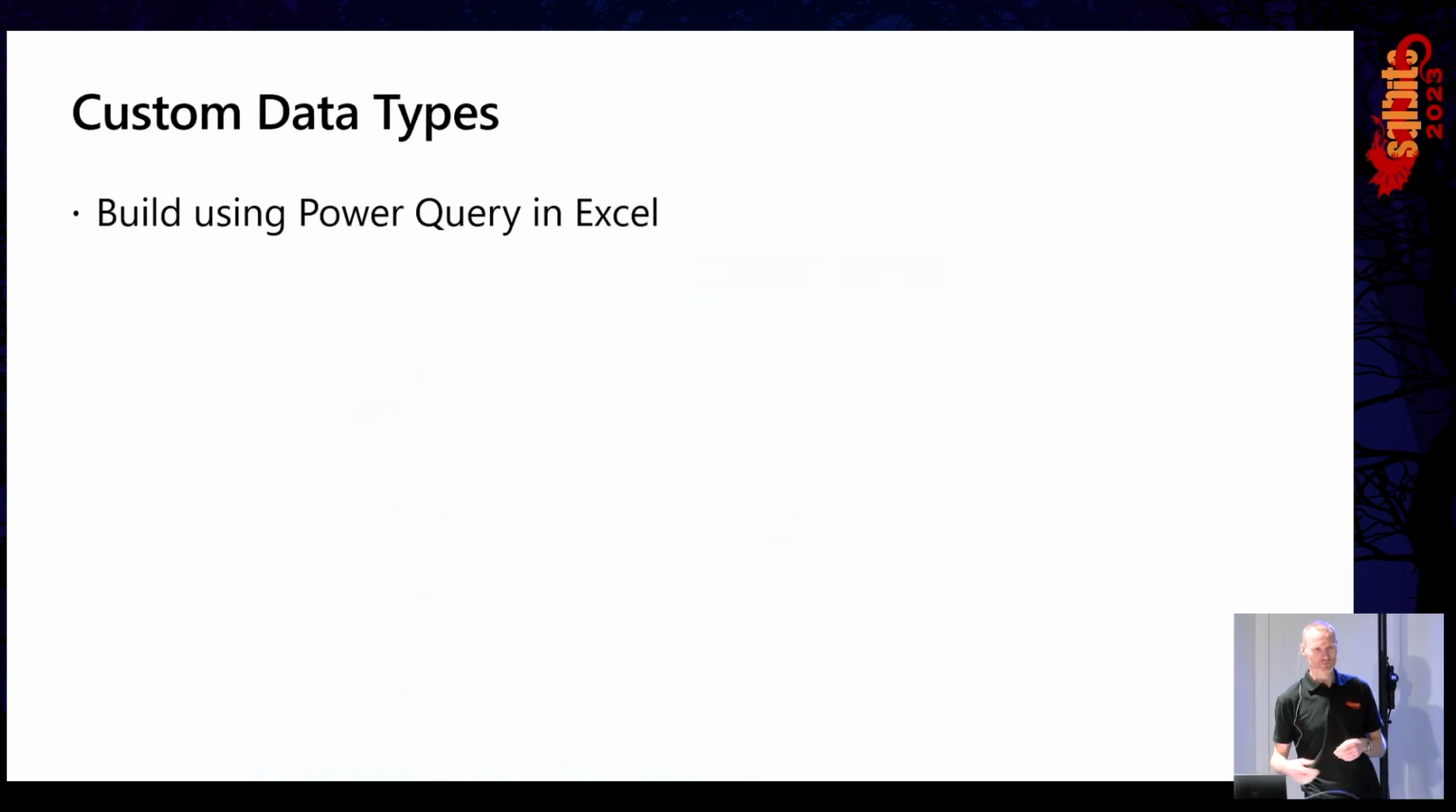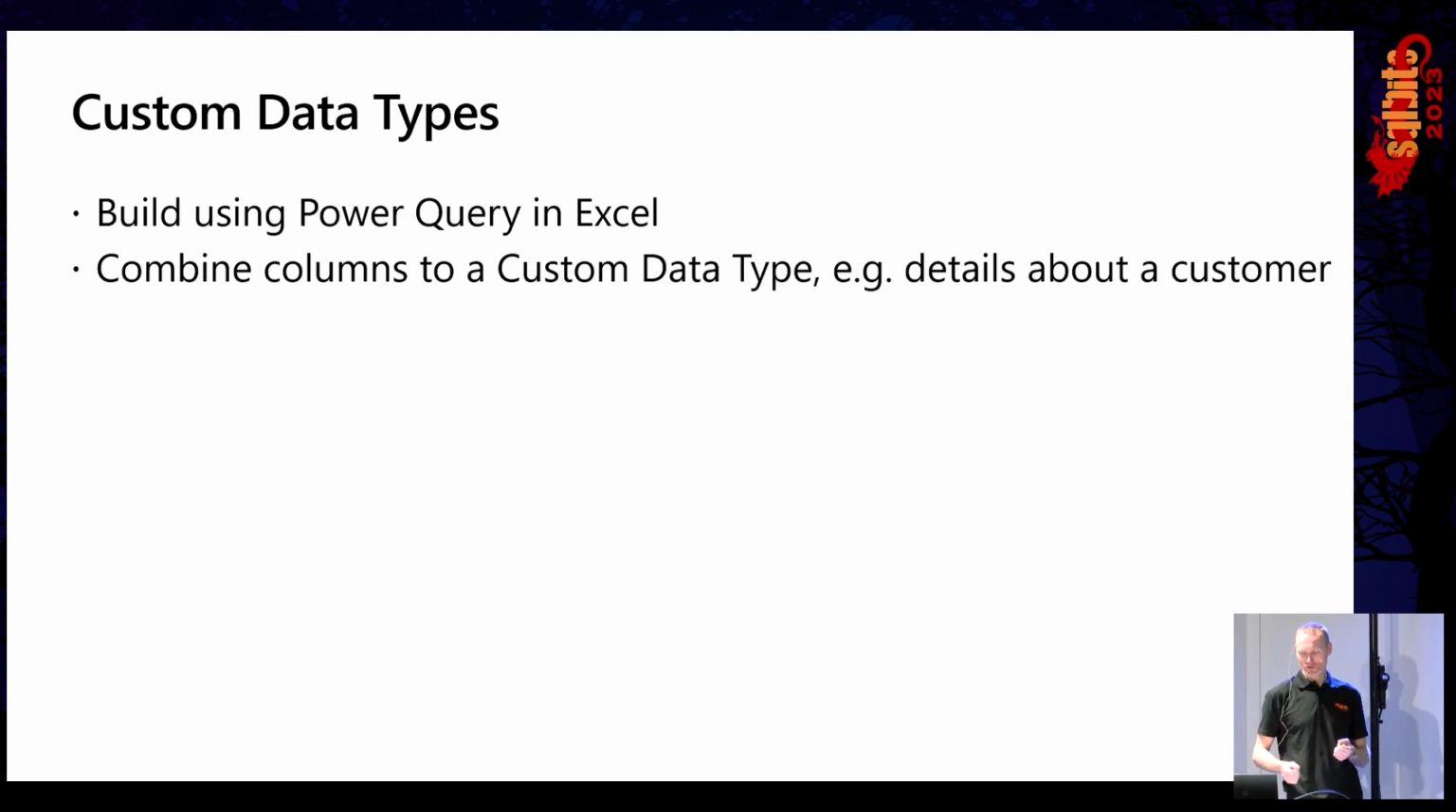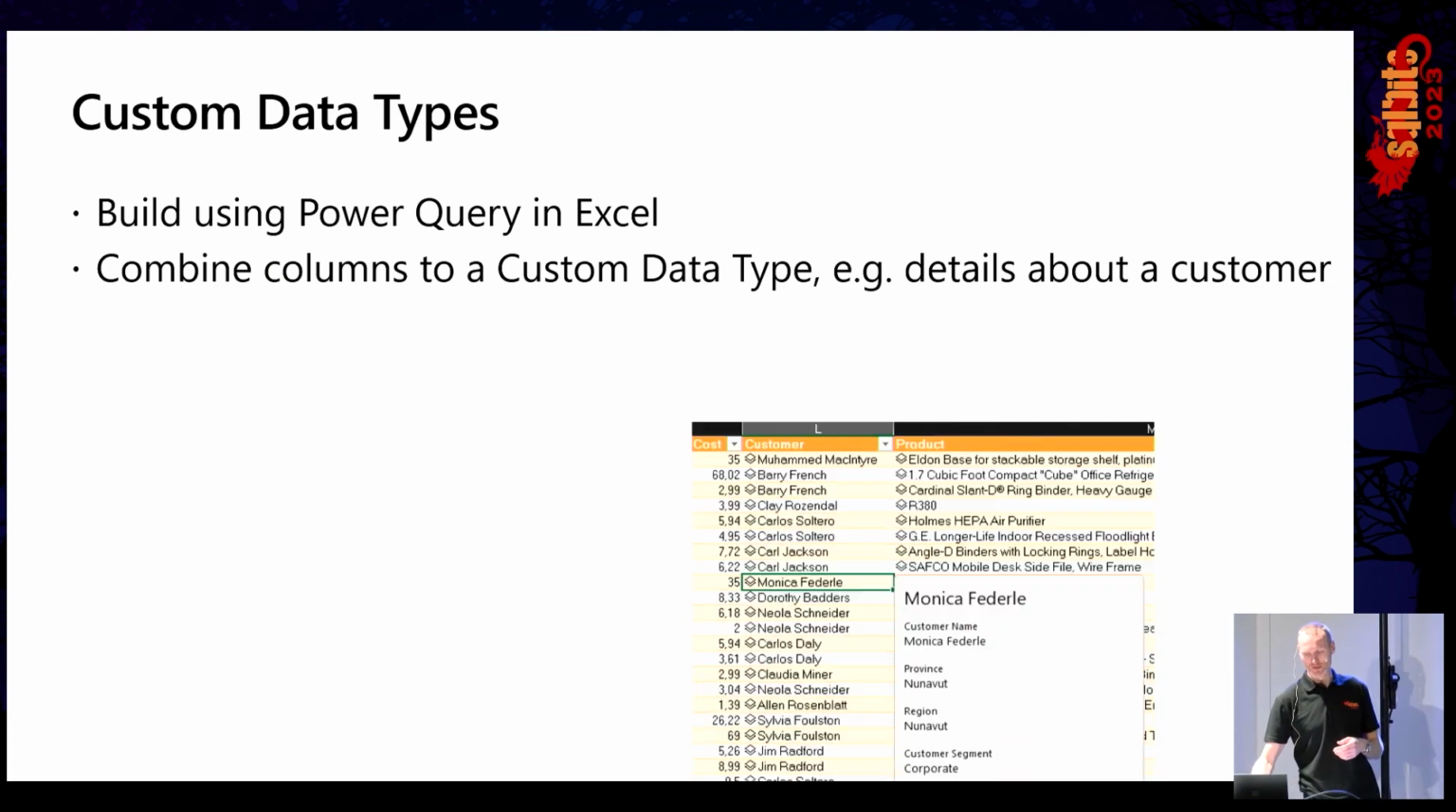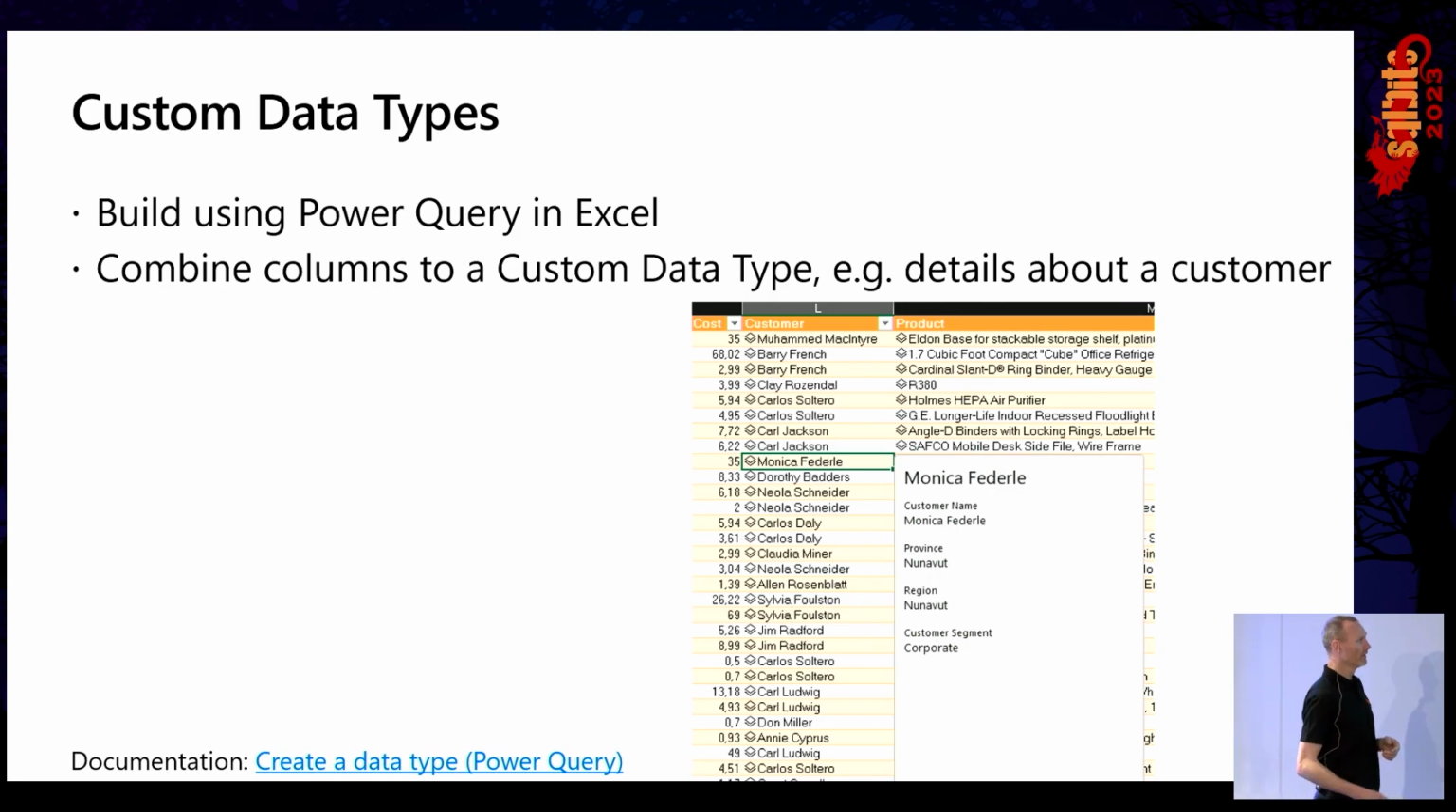Then we have the custom data types. Custom data types also only exist in Excel. They're built using Power Query in Excel. You may think that Power Query is the same in all products, but it's not. So this is an Excel-specific feature. The way these custom data types work is that you can combine different columns into a custom data type. And this is an example you see here.